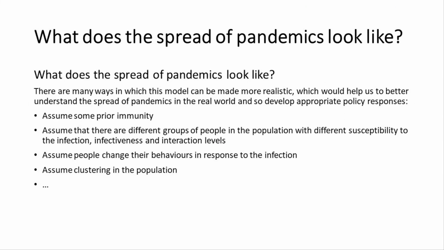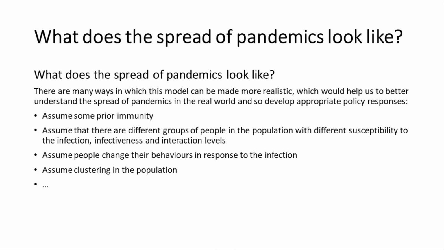There's so many ways in which we can improve the model to help us better understand the spread of pandemics and so formulate better policy responses. Here's a few examples of things you could do. You could assume some prior immunity, or maybe we introduce a vaccine halfway through. We could assume that different groups of people in the population have different susceptibility to the infection. Maybe they're more or less infective. Maybe there's different interaction levels.